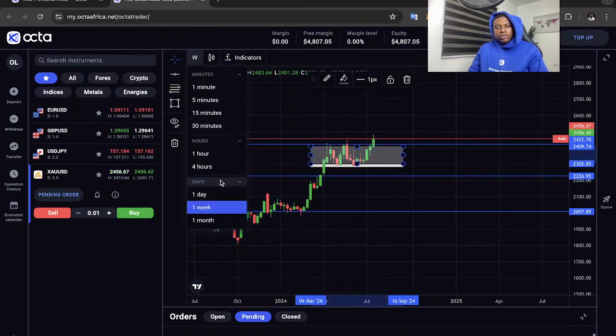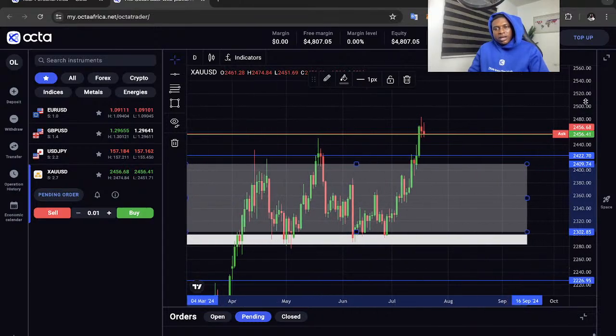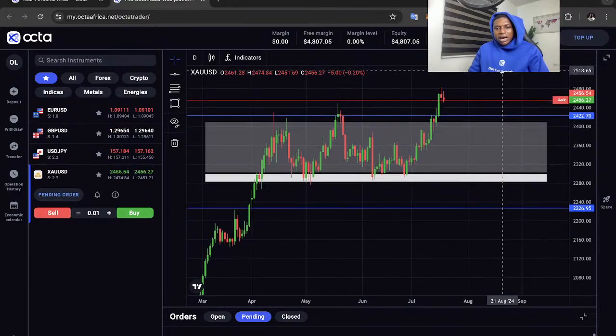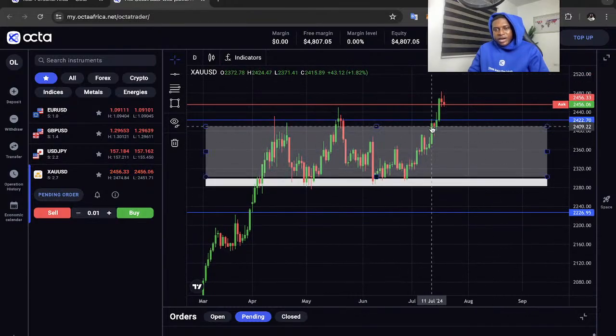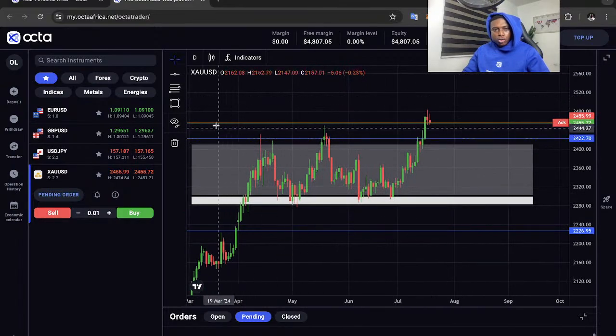So let's go down to the lower time frame. Good. Now you can see clearly what is currently happening on gold. A breakout has happened. Now, what did I say about what happens after a breakout? When a breakout happens, there are higher chances that there would be a pullback. So what do we expect to see on gold?